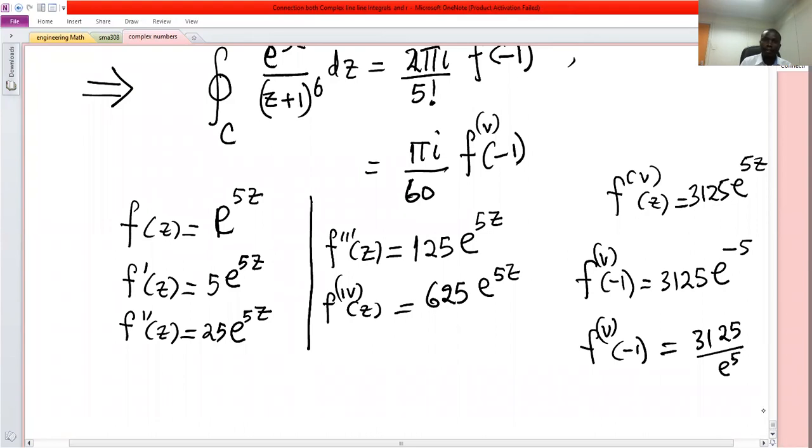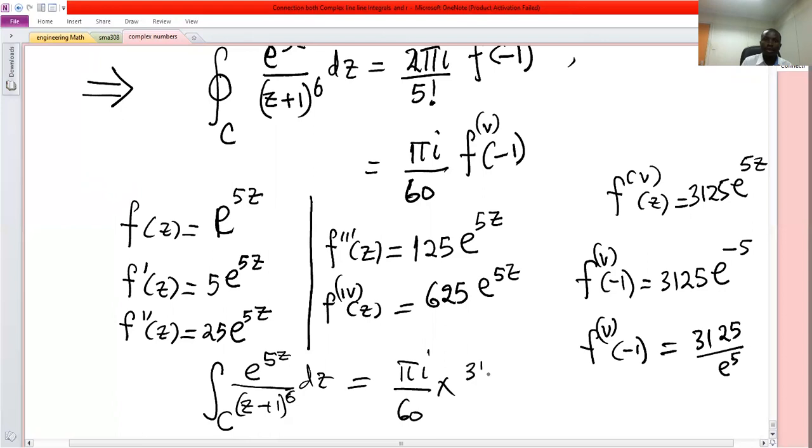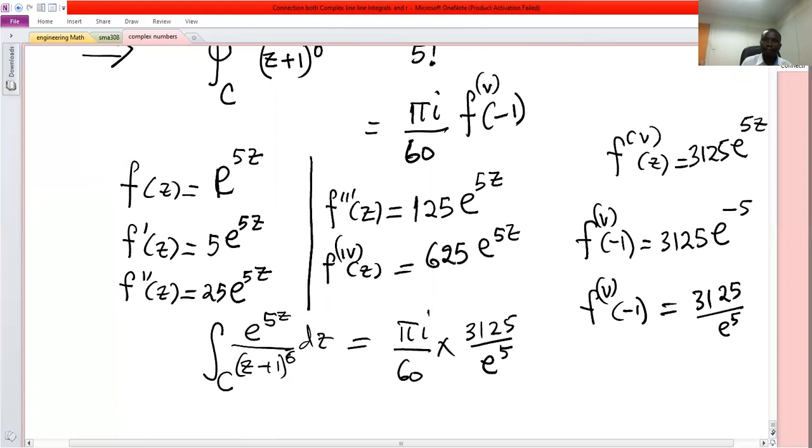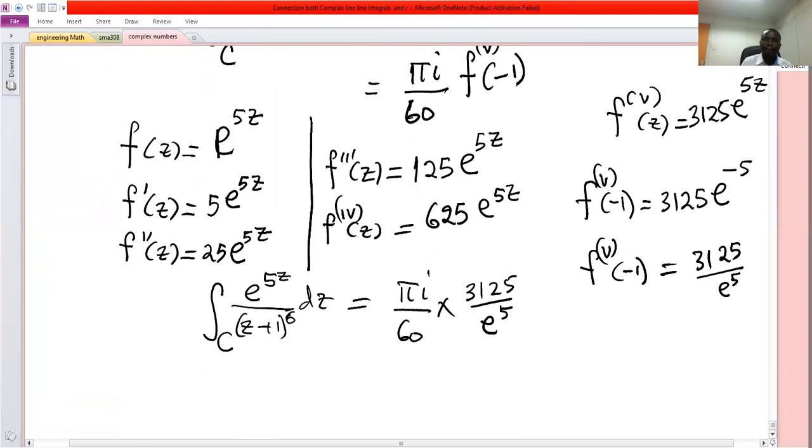Thus, before specifying the specific circle or the specific curve, the value of this integral should take the form pi I over 60 times 3125 over e raised to the power 5, which is given by 625 over 12 e to the power 5 pi I.